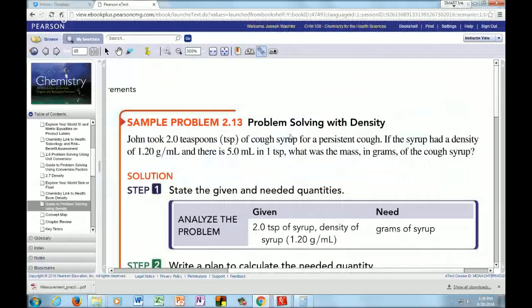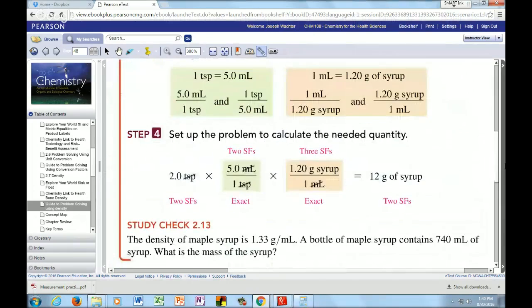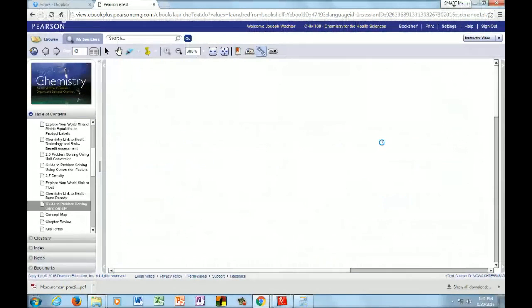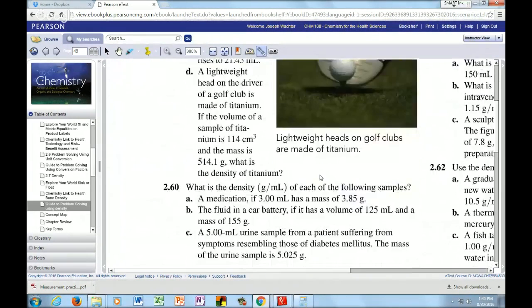Okay, let's try another one. You try one. I can find one here.